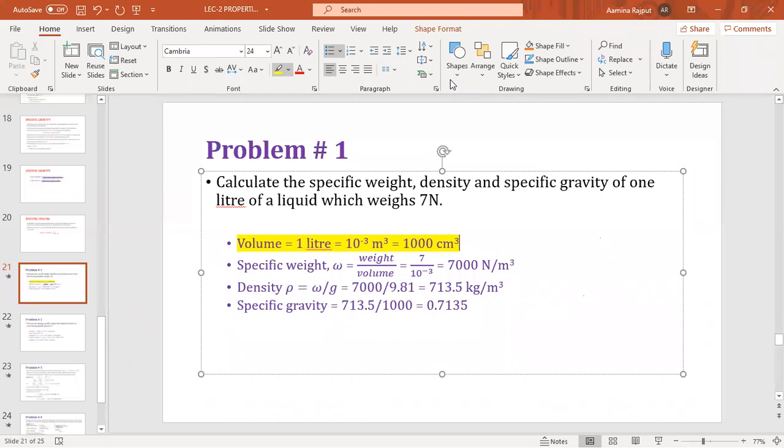Or the other way to remember it, that 1 liter is 1000 centimeter cube. So if you have any one of the two, you can convert very easily. We are going to use this conversion very, very often, and it is recommended that you remember it.